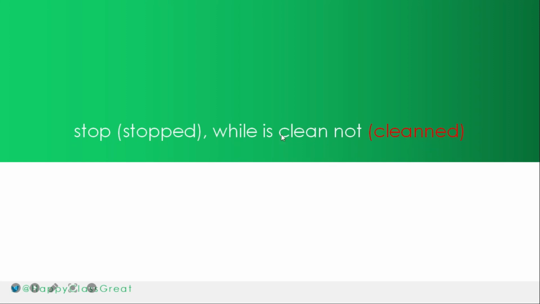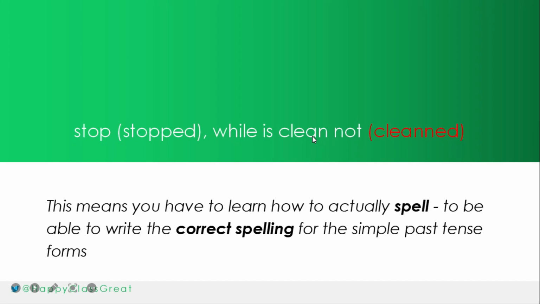That means we have to know how to write the spelling of verbs correctly when you change them to simple past, so that you won't make mistakes in whatever you are writing. Maybe you are writing a letter to someone, maybe an essay, or something about your town or about you, or whatever you might be writing in English. So you have to learn how to spell the past simple tense forms correctly.